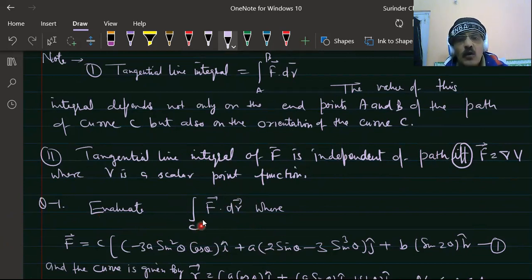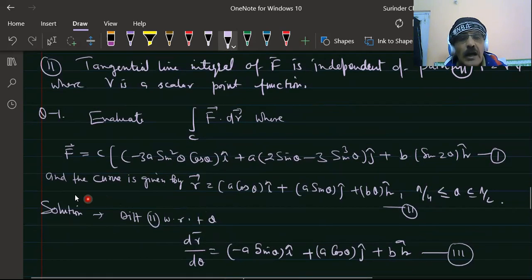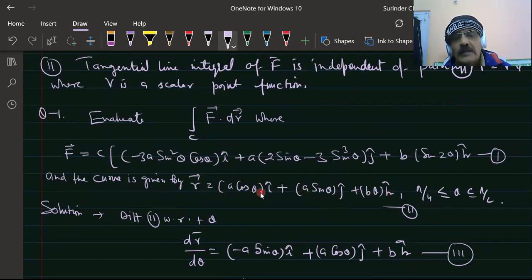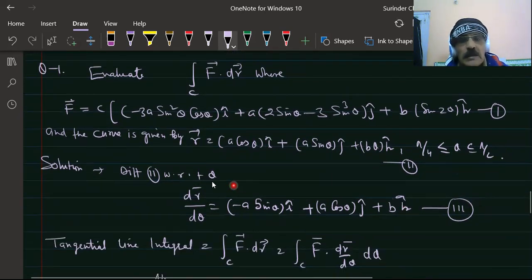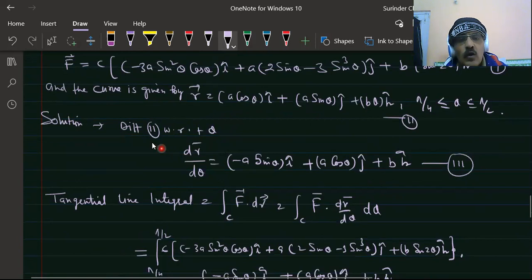Evaluate the integral over the contour C of F dot dr. So the vector F is given to you, and the curve is given in parametric form, with theta from pi by 4 to pi by 2. Now r is given to us, and we have to substitute the values here.